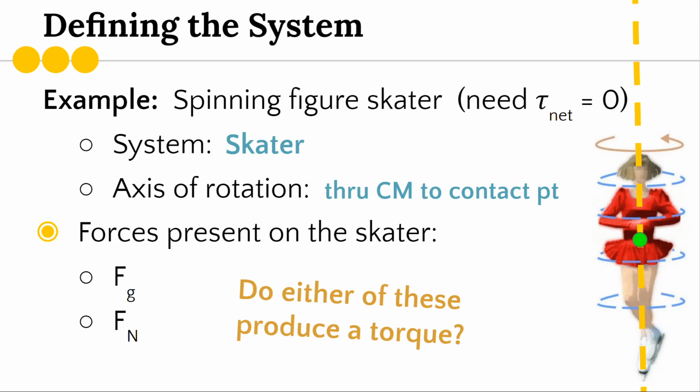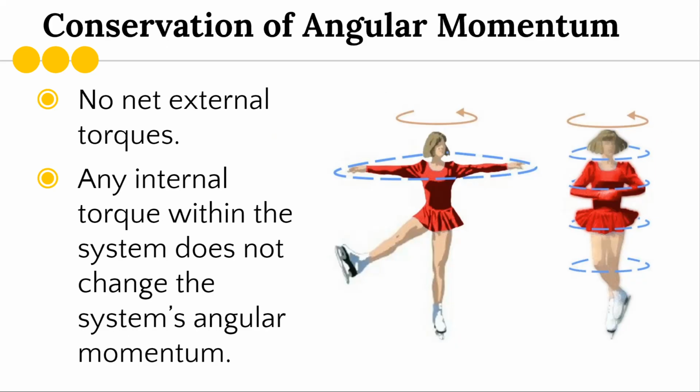Our net force is also 0 because they would technically also be equal and opposite to each other. But either way, we do not have a torque here at all because neither of these forces would produce a torque on our skater, which means we have no net external torque, which means we can analyze the system in terms of conservation of angular momentum.